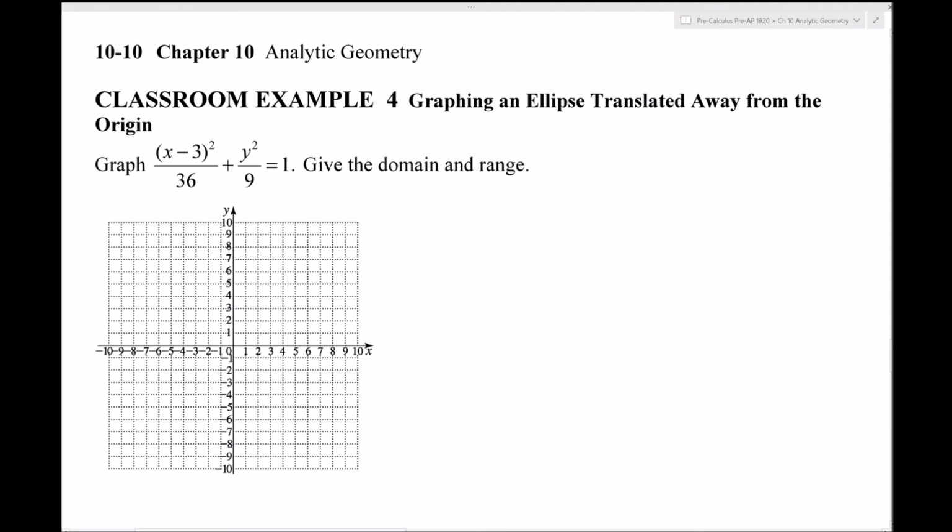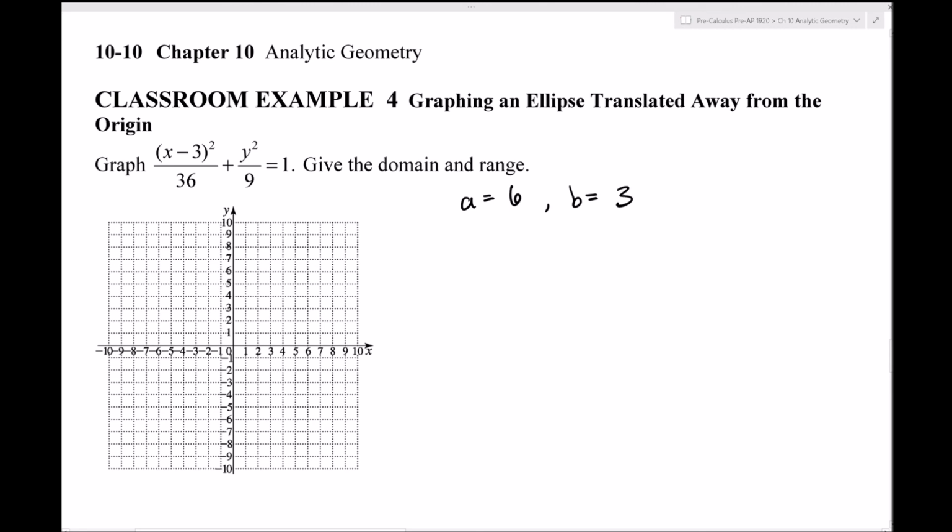But anyway, so we have (x minus 3) squared over 36. Clearly a is underneath x. So the larger number is underneath x, making this horizontal, not vertical. So then, what's the value of a? A would be the square root of that number, 36, which is 6 in this case. That makes b 3, because 3 squared is 9.